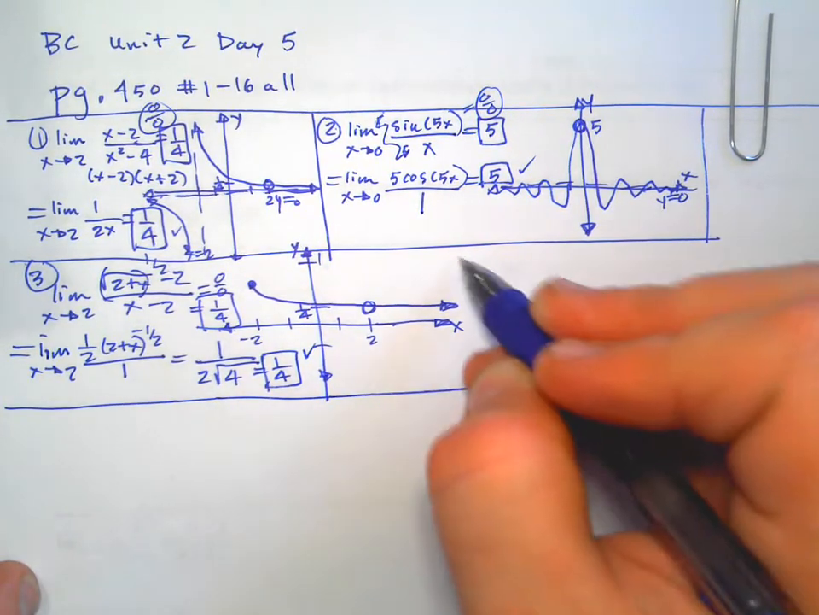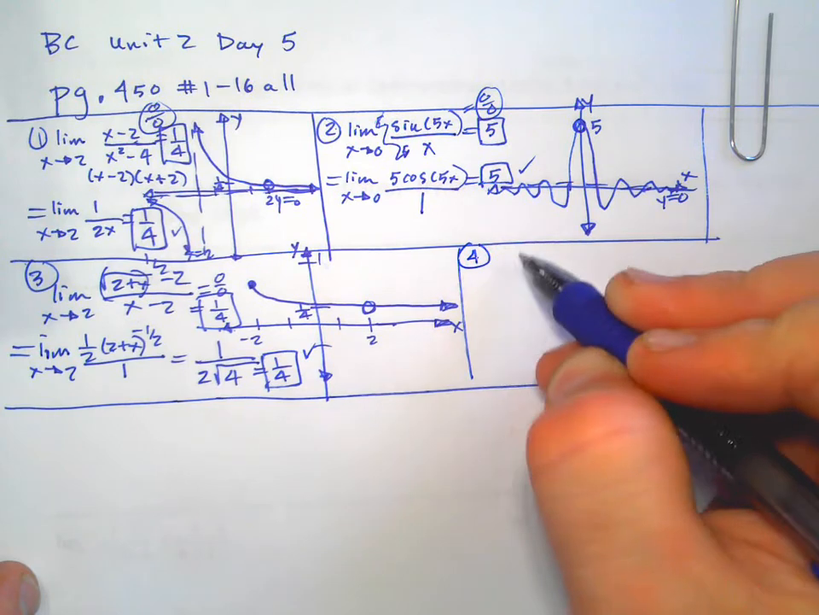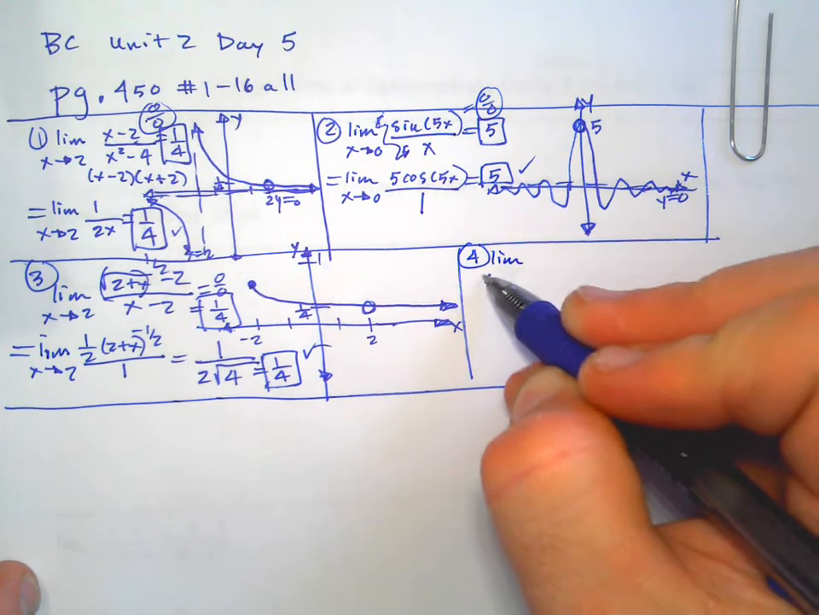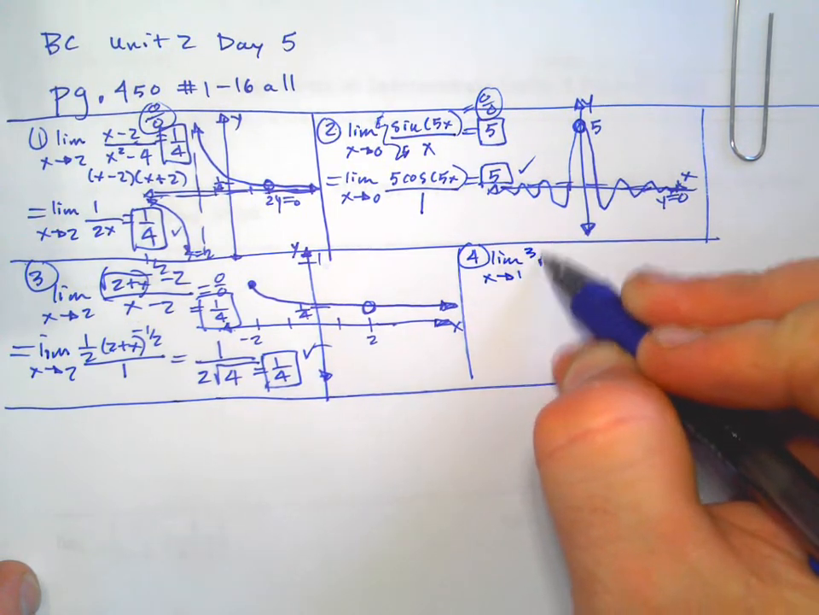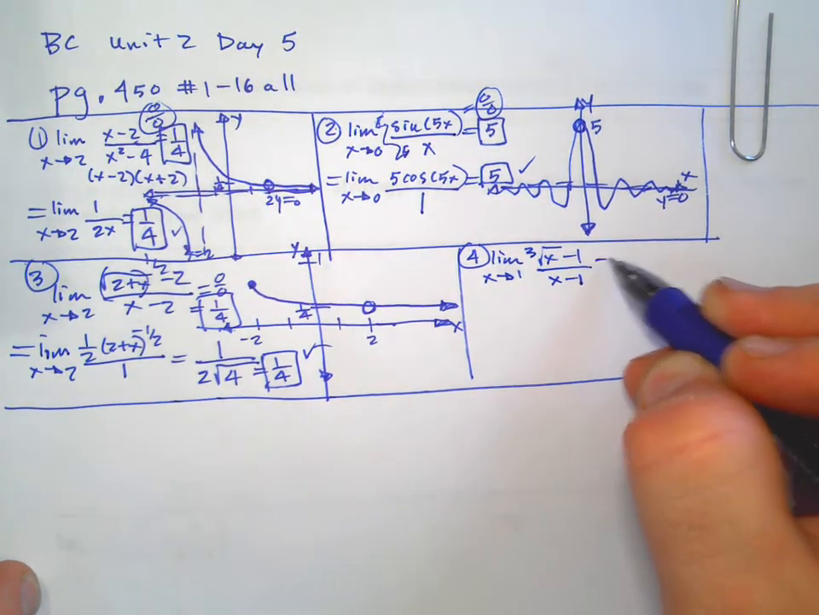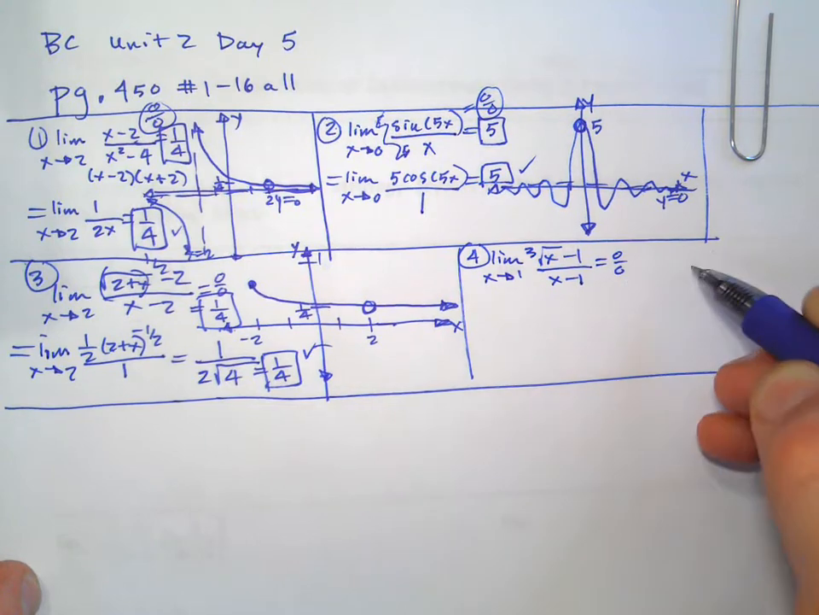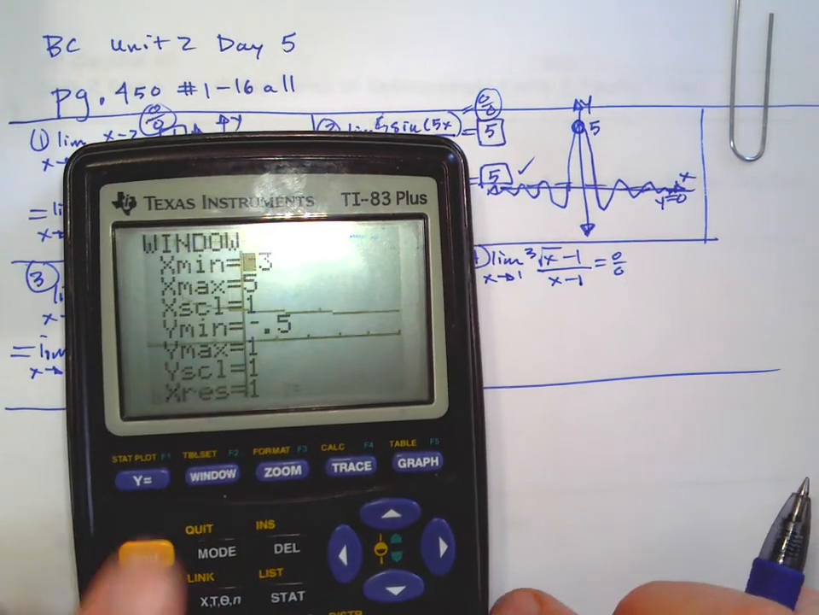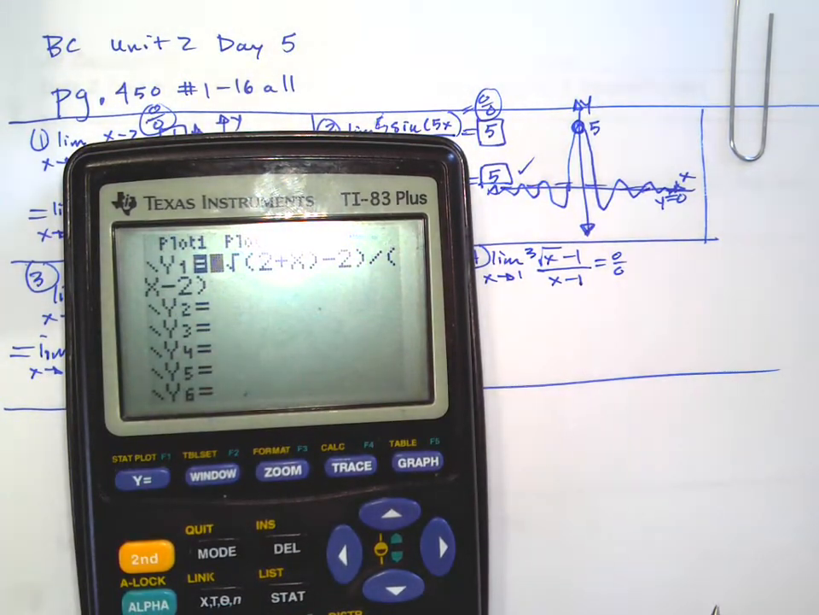So that verifies it. Number 4, limit as x goes to 1 of the cube root of x minus 1 over x minus 1. If you just plug 1 in, you get 0 over 0. I'm going to look at the graph. Y equals (x to the 1/3) (you have to put parentheses around that exponent) minus 1, close parentheses on top, divided by (x minus 1) on the bottom.